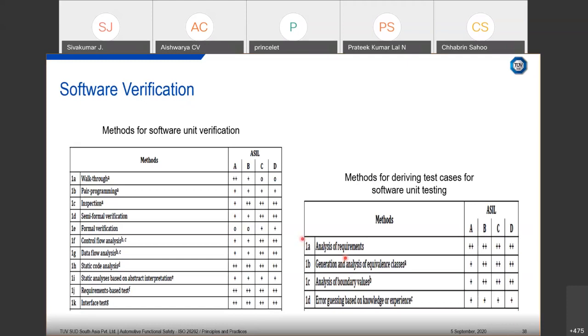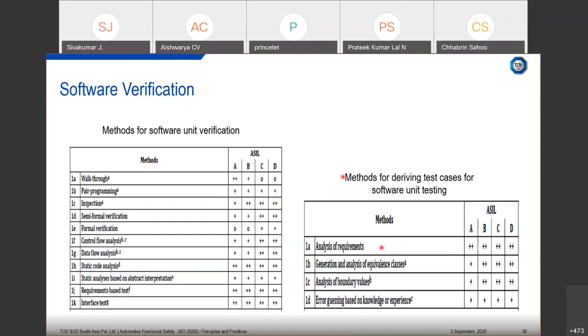This is all with respect to the recommendation given by the standard. For example, here if you look at this table, for each ASIL level, ASIL A, B, C, D, based on the recommendation given in this table, plus plus means highly recommended or a mandatory method that needs to be followed. Similarly, if I say plus, then it is a recommended method. And if it is a O, it is not recommended, but still if you follow, there is no issue also. You can follow that. Okay, so like that, the recommendations are given with respect to the ASIL level that you need to follow.